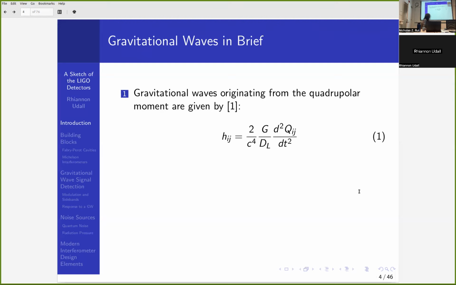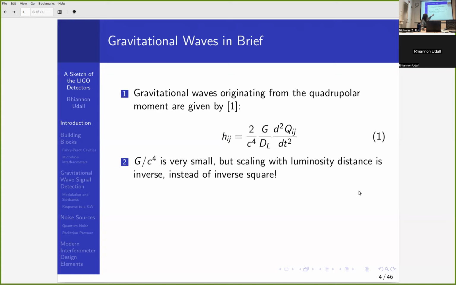So we're going to start, for people who may not have taken a GR class, with what gravitational waves are. This is the strain sourced by the quadrupolar moment. So gravitational waves are the instantaneous strain on space-time, and they're sourced in this way. The important bits of this are two things. Firstly, the prefactor is a small number. Every mass quadrupole is rather obviously changing all the time, so gravitational waves are being sourced all the time. But unless that mass quadrupole change is very large, they're tiny.